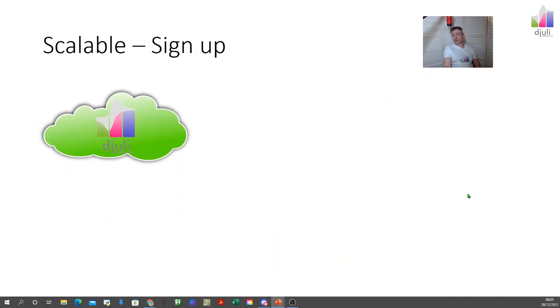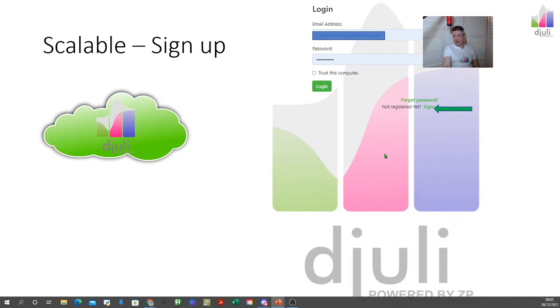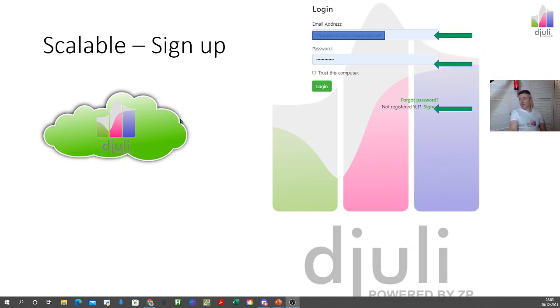Now, obviously, the solution that we're suggesting is djuli, and it's very scalable because it's just a simple sign up online, at which point people have accounts, and you can start inviting those people into your clusters and into your projects, just through an email. They can log in using their email and their password.